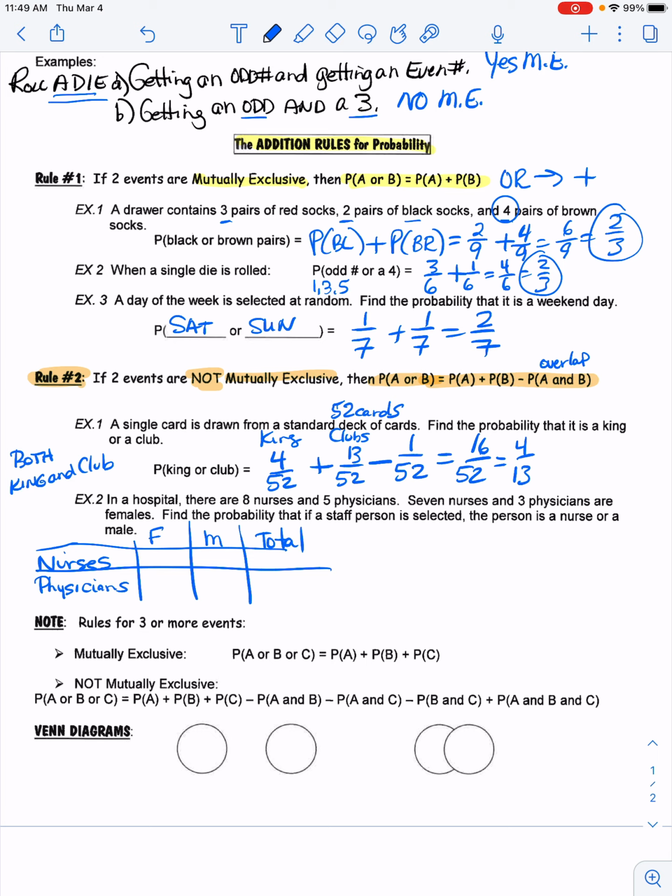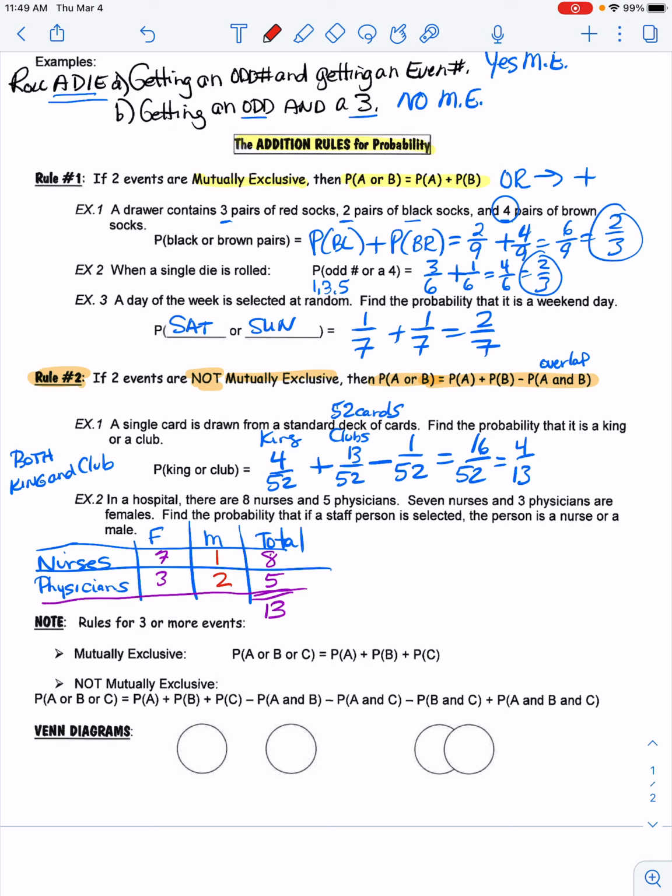All right, so what do we know? We know there are 8 nurses and 5 physicians. So I'm going to start here with an 8 and a 5. So we've got a total of 13 people. How many are, let me see, 7 nurses and 3 physicians are females. So 7 and 3. So then that means that we've got 1 male nurse and we have 2 male physicians.